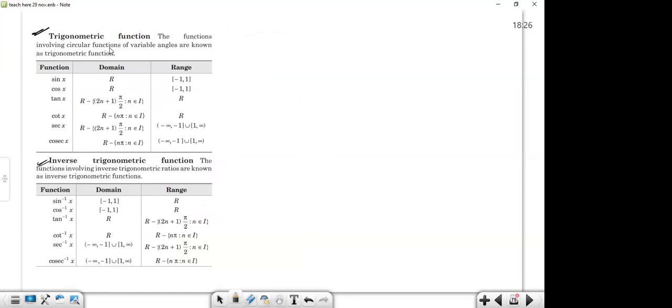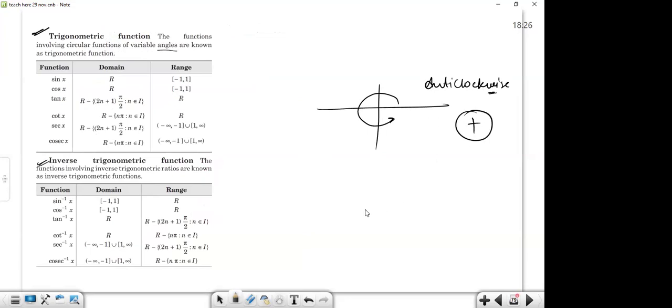Discussing trigonometric functions, we will discuss more in the trigonometric chapter. The functions involving circular functions, variable angles, are known as trigonometric functions. Always remember that angles are positive when they are counted in an anti-clockwise or counterclockwise direction. If they are measured clockwise, then they are measured as negative.